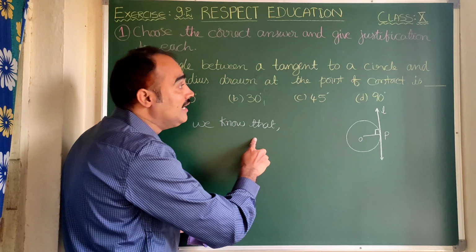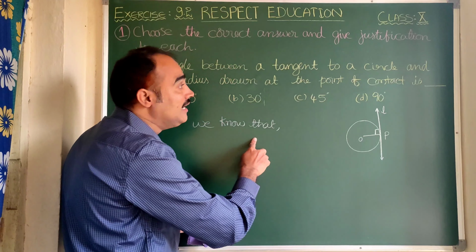So we know that the angle between radius and tangent at the point of contact is 90 degrees. So here we can say this angle is 90 degrees. Check the option here. Option D is the correct option. So here we can write 90 degrees. With this, the first bit gets completed.